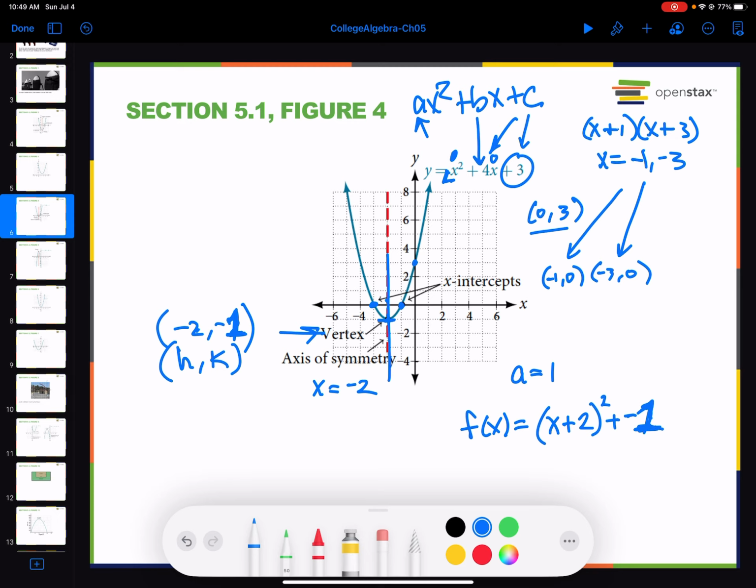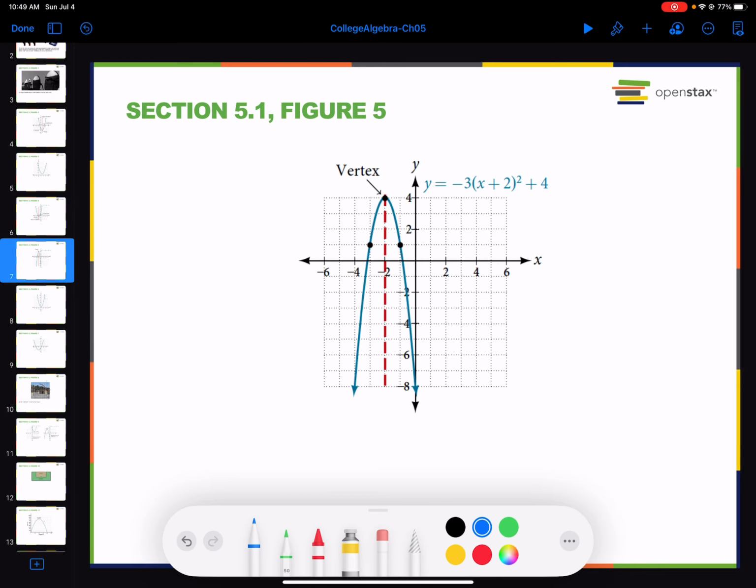There we go. And then so now you can also, if you wanted to pick out the vertex from here, you would see that this is going to be a -2 and a -1 because this is our h and this is our k. But just be careful here. Maybe sometimes it helps to assume this is the negative h. And then I think we've got it all.